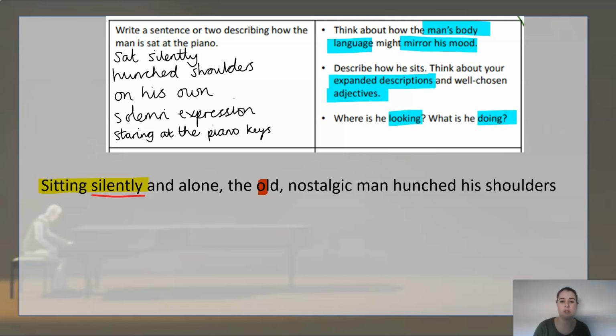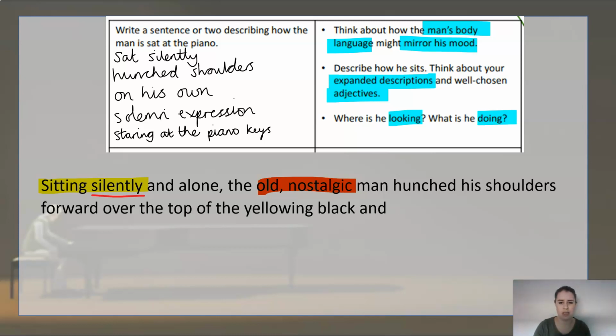Now, this is where I used my expanded noun phrase, because originally I'd just written the man hunched his shoulders, but I needed to include some of the skills I learnt from yesterday as well. So I've added an expanded noun phrase. Now I'm going to describe what he was doing when he was hunching his shoulders, and I know he was over the top of the piano keys. So let's see if I can explain how he's leaning across the piano keys and whether I can get in another adjective as well. So: forward over the top of the yellowing black and white piano keys.